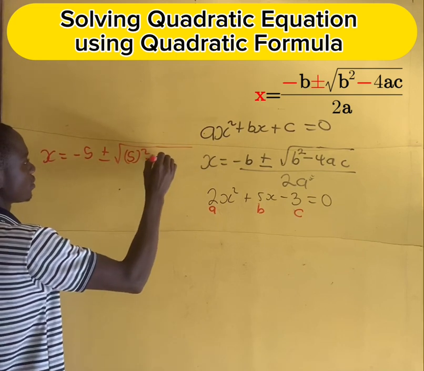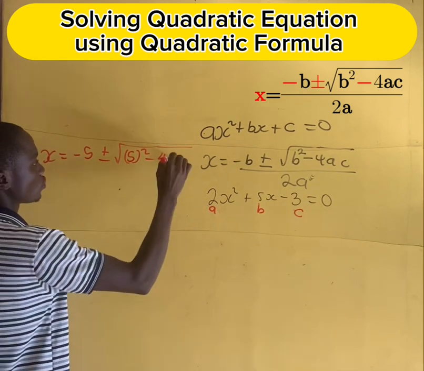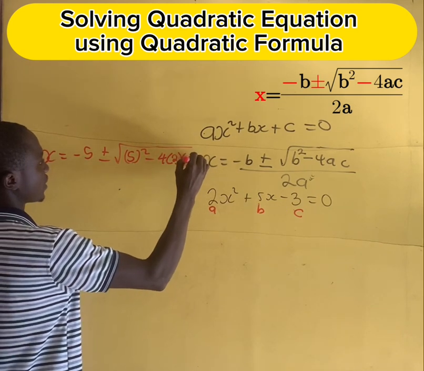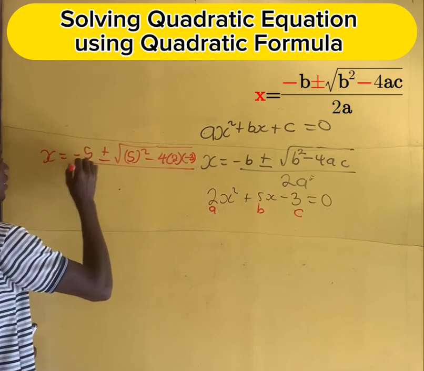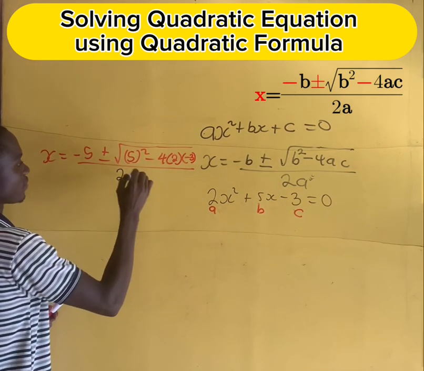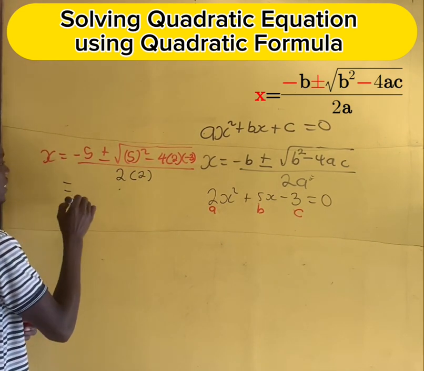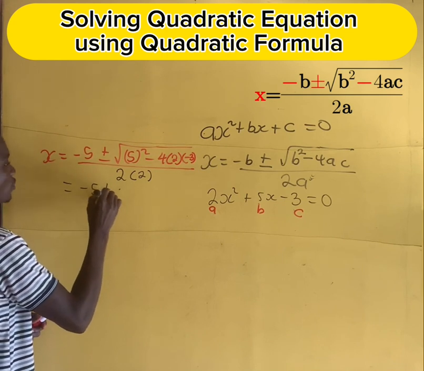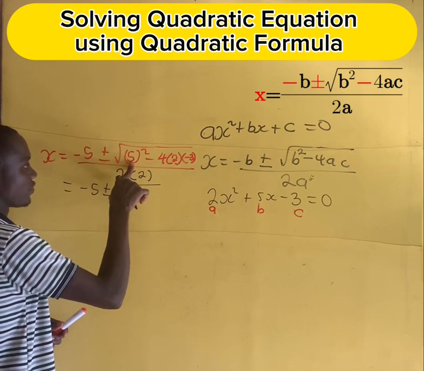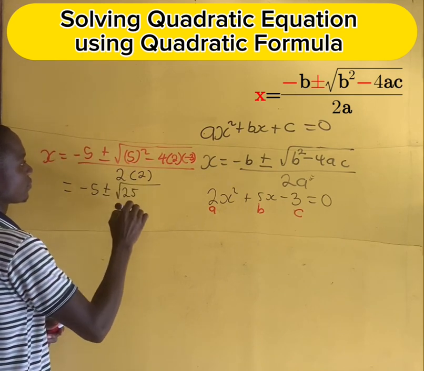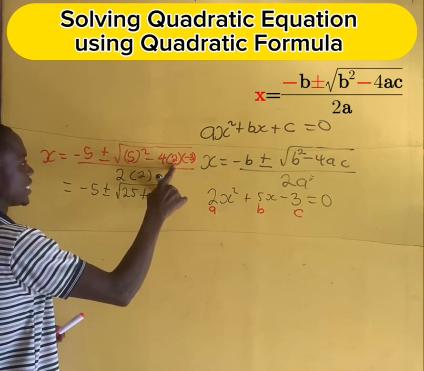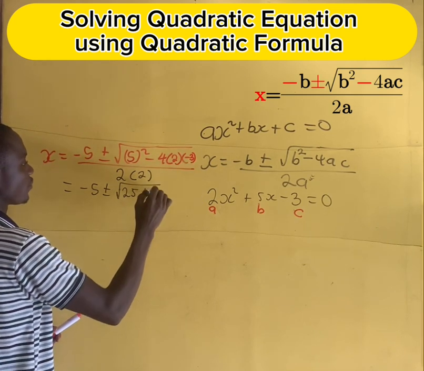minus 4 times a, that is 2, times c, that is minus 3, all divided by 2 times a, that is 2. So this gives minus 5 plus or minus the square root of 5 squared, which is 25. Negative times negative gives positive. 4 times 2 is 8, times 3 is 24.